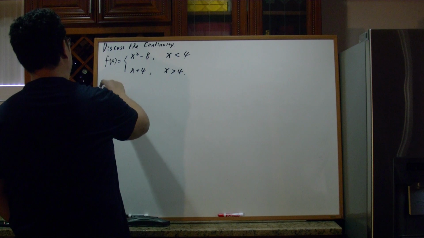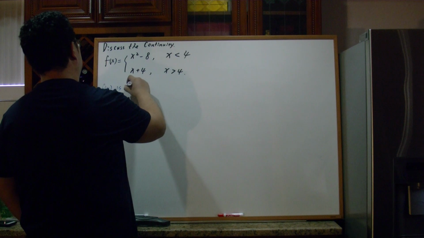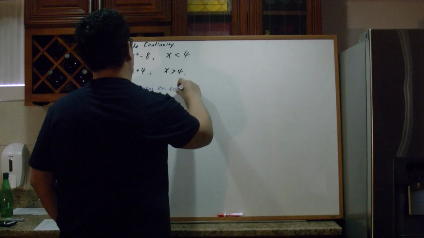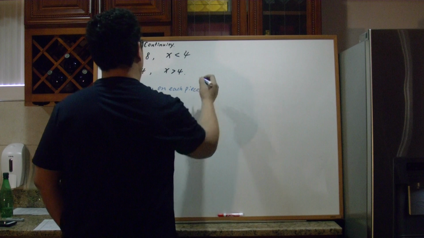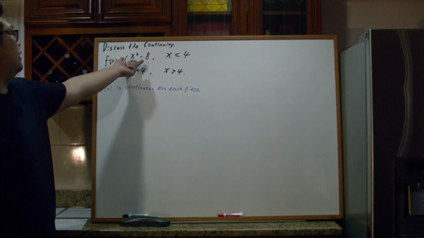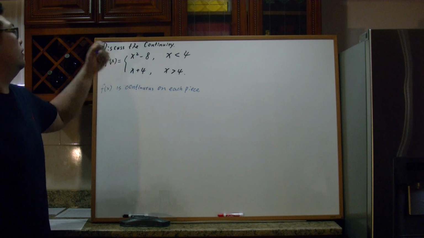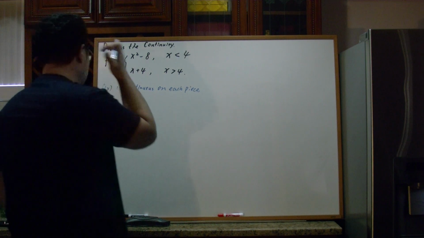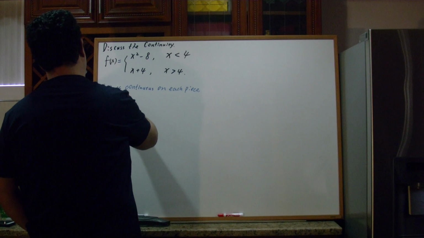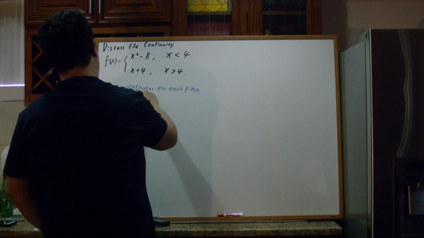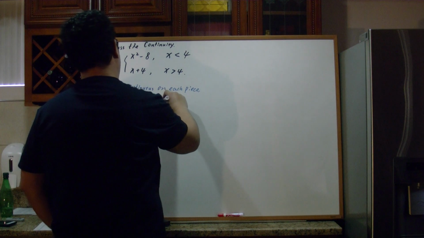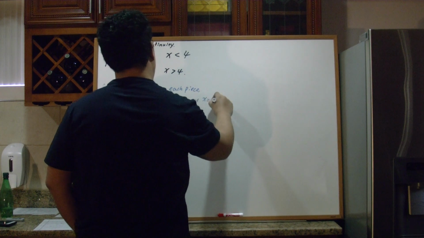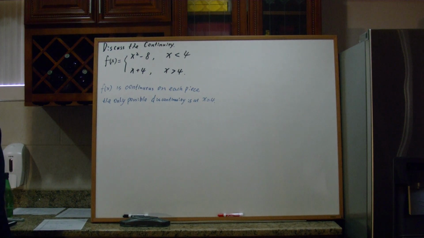So f of x is continuous on each piece, since again on each piece it's a polynomial. Here is a parabola, here is a line, but basically they are polynomials. The only discontinuity is at x equals 4.